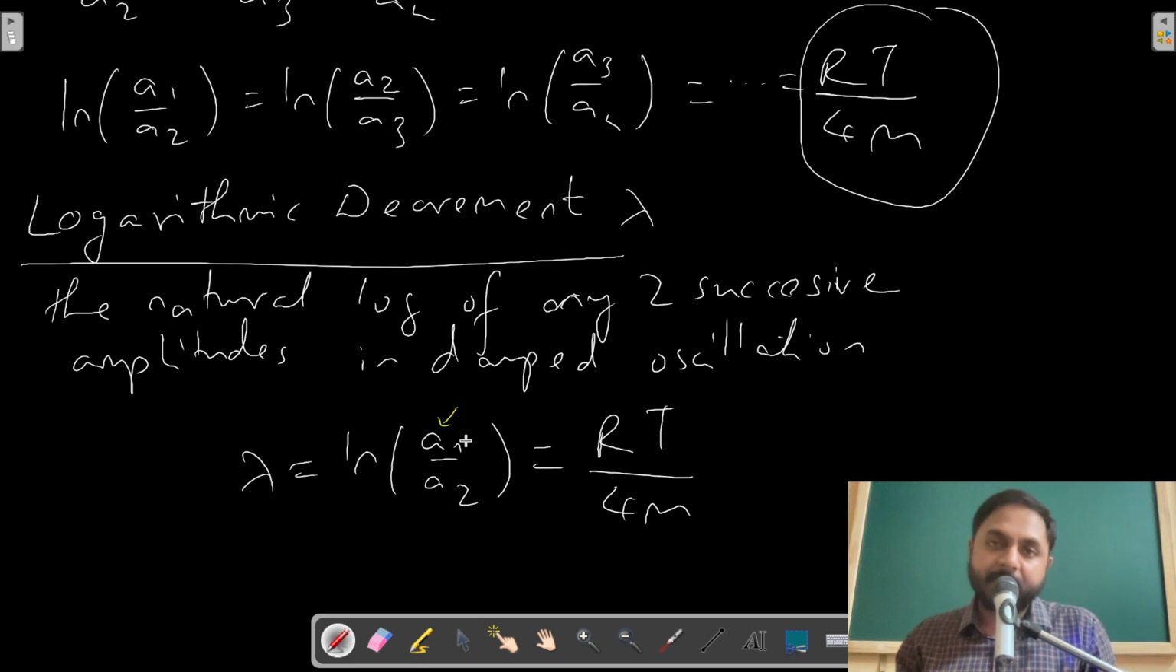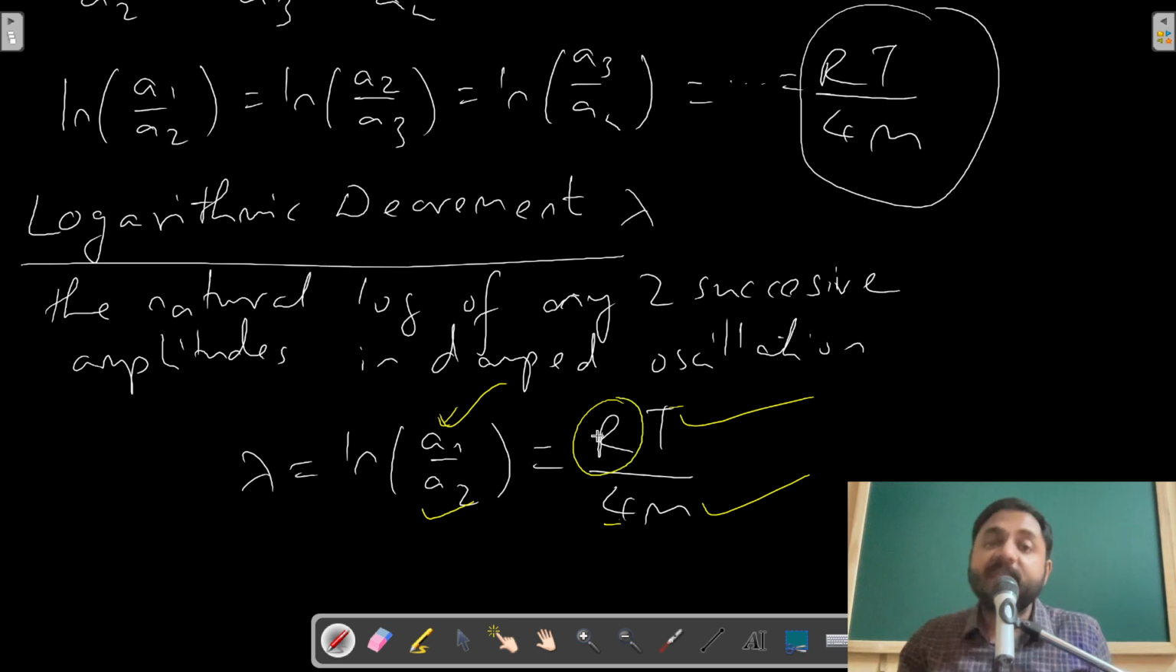Can I find out the amplitude in any physical system? Very easy. Just use a scale, find the amplitude. I can find A1, I can find A2. Can I find the time? Yes, I can just use a stopwatch. I can find the time period. I know 4 is a constant, and I can measure the mass. What is the quantity that is missing? R. R is not always very easy to find out, and the simplest way to find the damping coefficient is by finding the log decrement.